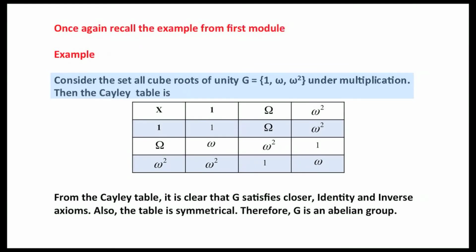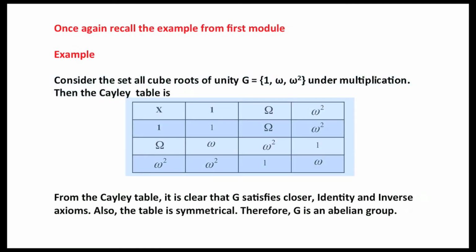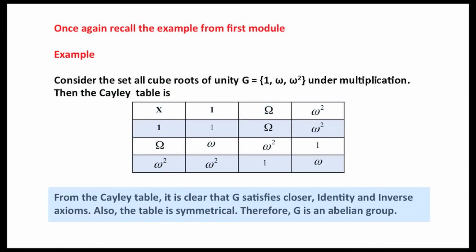Consider the set of all cube roots of unity, G equals {1, omega, omega squared}, under multiplication. Then the Cayley table will be like this. From the Cayley table, it is clear that G satisfies closure, identity and inverse axioms. Also, the table is symmetrical. Therefore, G is an abelian group.